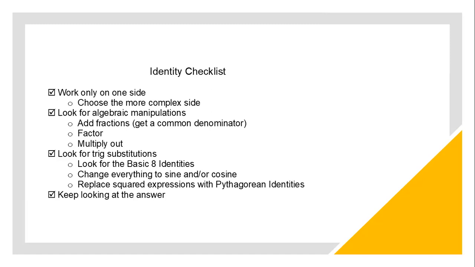You're looking for the least complex side, and that's your goal, okay? You want to look for any algebraic manipulations, like if you need to add fractions to get a common denominator. Remember, also, you can remember chopsticks in a bowl. That's the side you're going to work from. So the least complex is your solution.